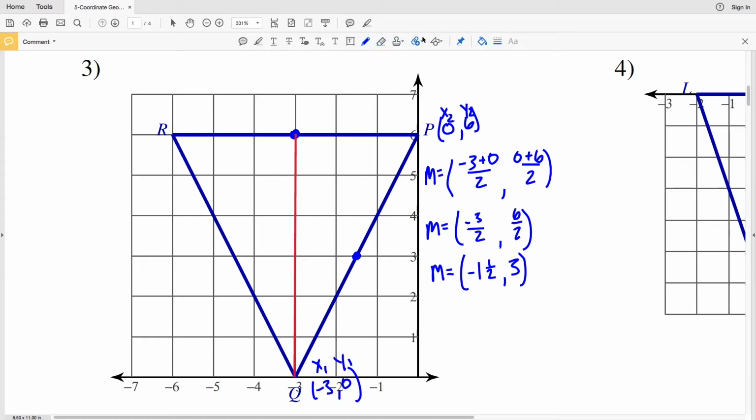So now let's draw our median from the vertex R to the point -1.5, 3. And you can see that those two intersect at -3, +4. So our centroid is -3, 4 in number 3.